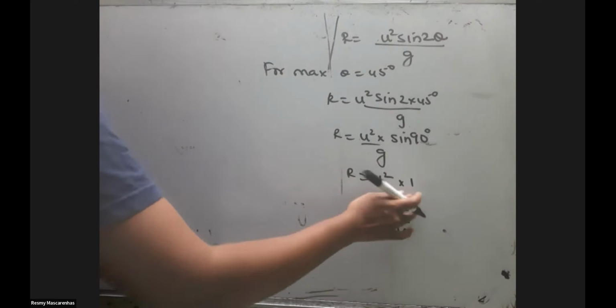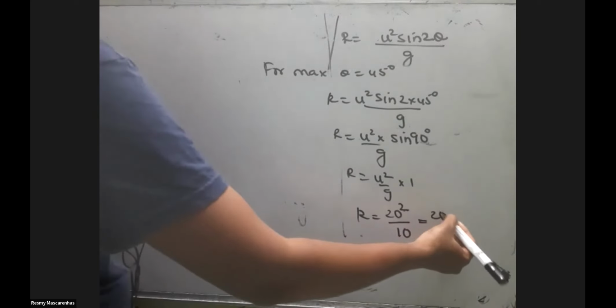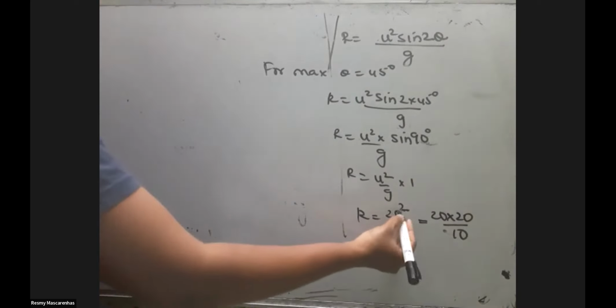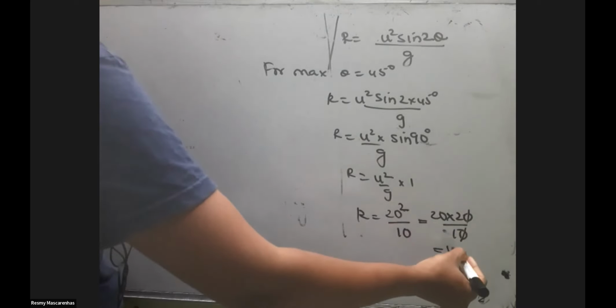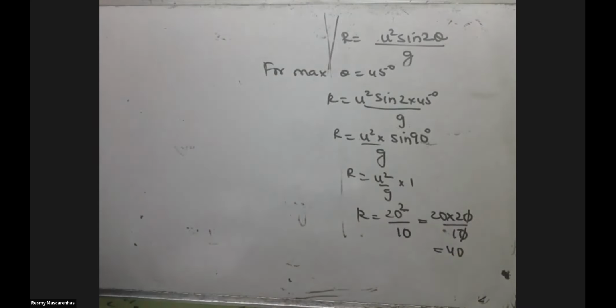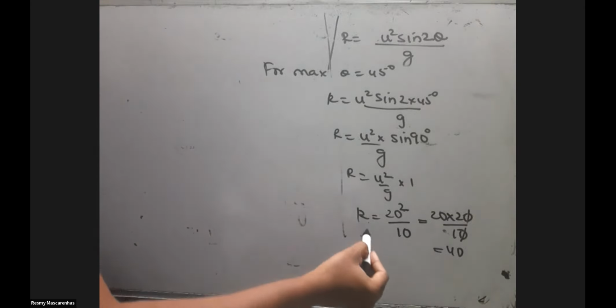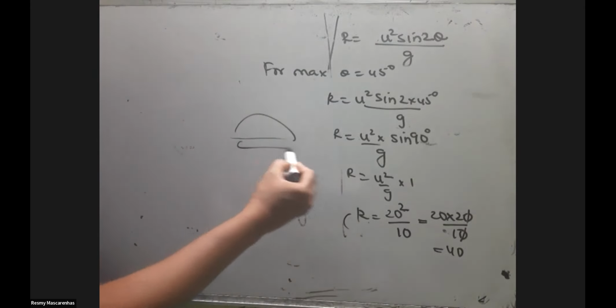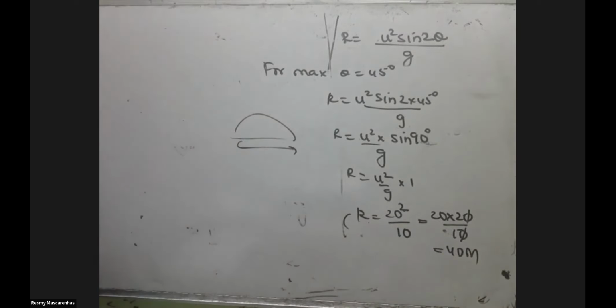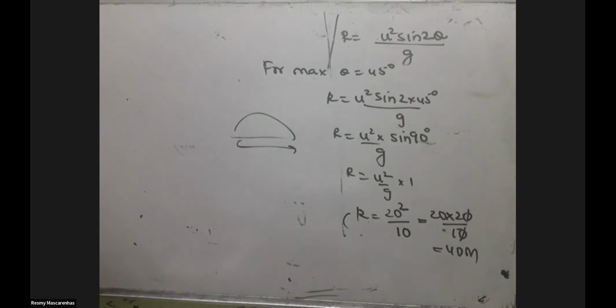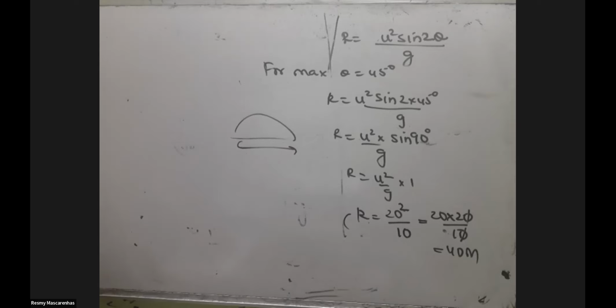And g is assumed to be 10. So 20 into 20 upon 10. Don't cancel this one. The answer is 40. This is the range, meaning distance. How much distance it has traveled. So it will be in terms of meters. And solve up till 20. Then stop.